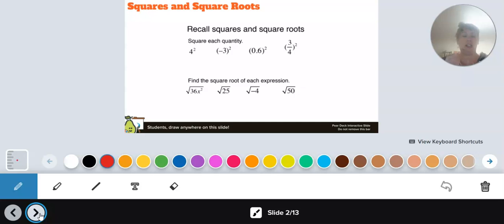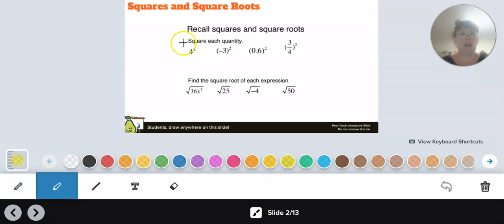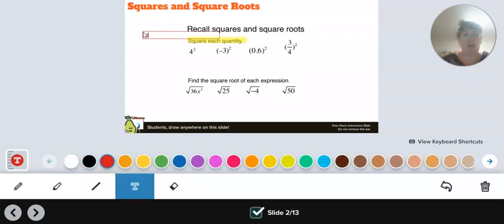So if you push ahead to slide 2, it says squares and square roots. I know we were looking at these a lot when we were factoring with our factoring patterns, but we just want to recall the difference between squares and square roots. When you square a quantity, you multiply the quantity by itself. So 4 squared is 4 times 4, which gets us 16.